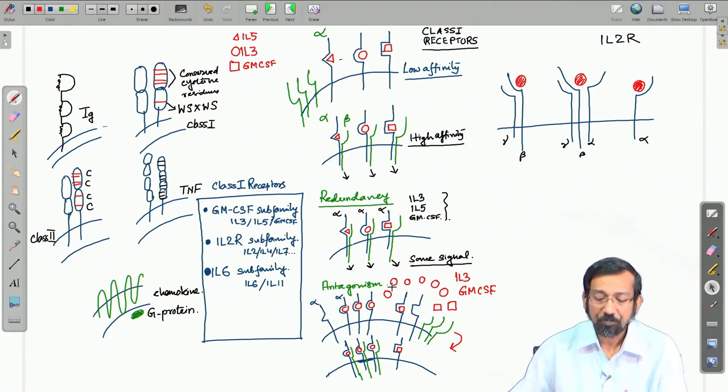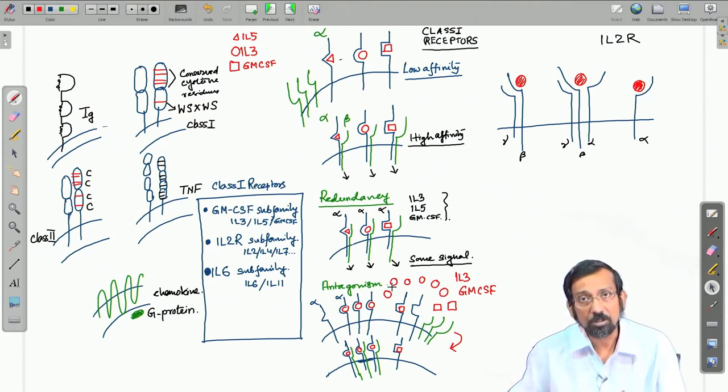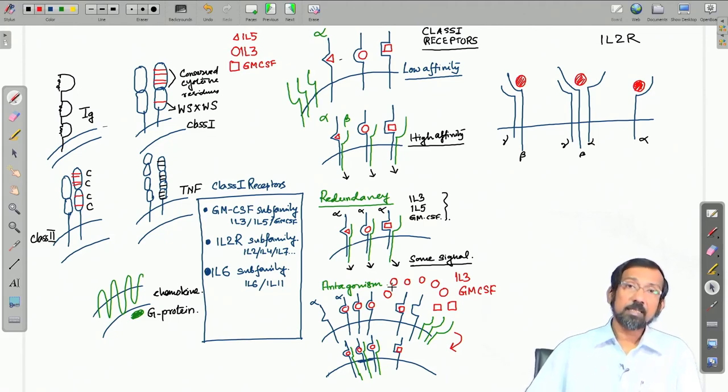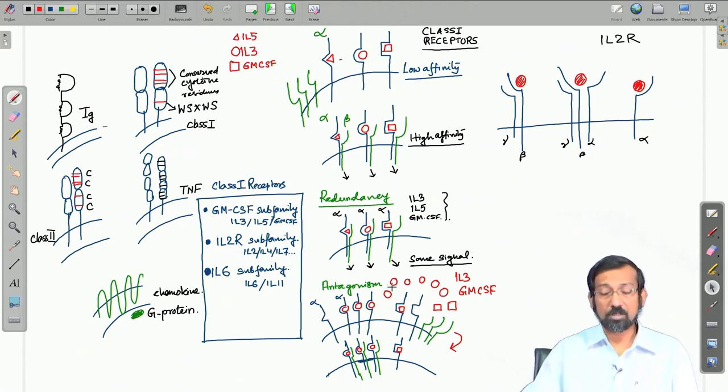So, naturally there would not be any signal transduction, any downstream signaling, because of the unavailability of the beta subunits that can bind to the GM-CSF. So, basically we see an example of how IL-3 can antagonize the GM-CSF.